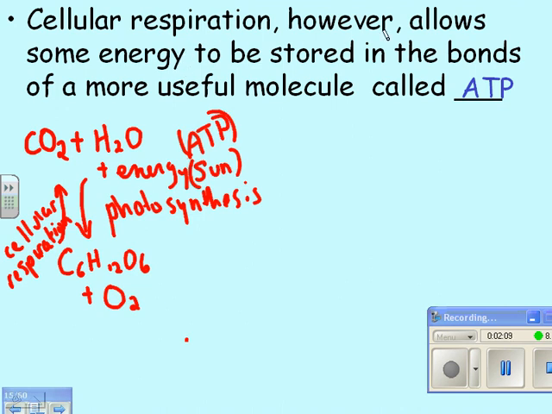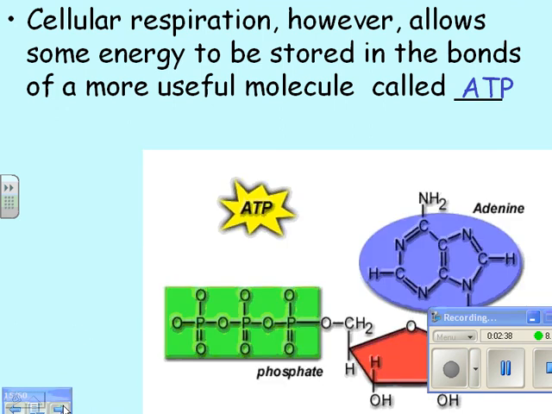Cellular respiration, however, allows some energy to be stored in the bonds of a more useful molecule called ATP. So glucose has energy in it, but if I want to contract my muscles, I don't use glucose directly. I do use ATP. If I want to move something out of a brain cell, I don't use glucose directly. I use ATP. And so we have to be able to break down glucose or protein or whatever and make ATP, because every tiny little part of your body that needs energy gets it directly from ATP. So here's what ATP looks like.